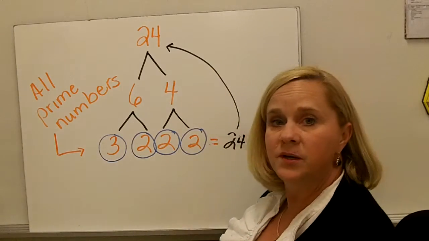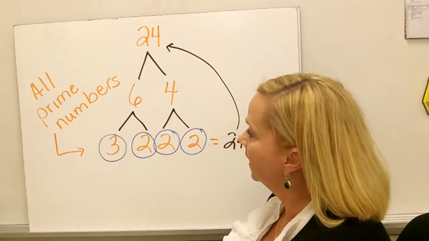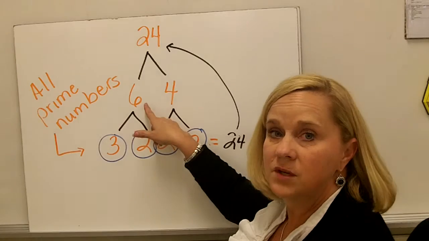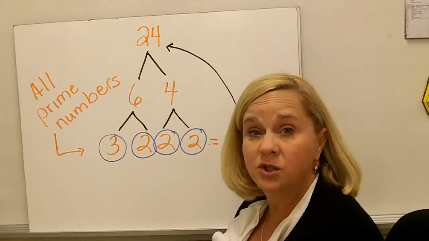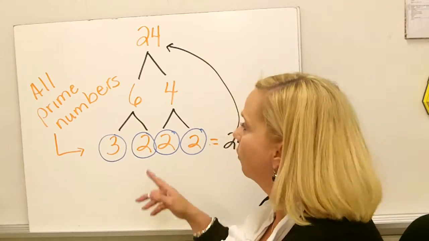All right, let's do another example. I'm starting with 24 this time, and I'm going to break it down until I have all prime numbers. So I chose to break it down 6 times 4. You could use 2 times 12. You could use any combination of numbers that equal 24.